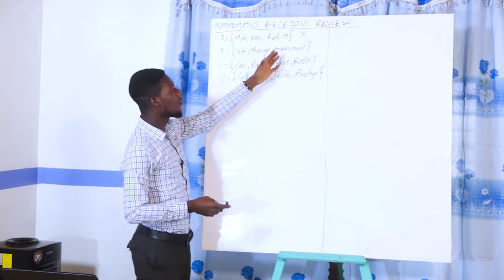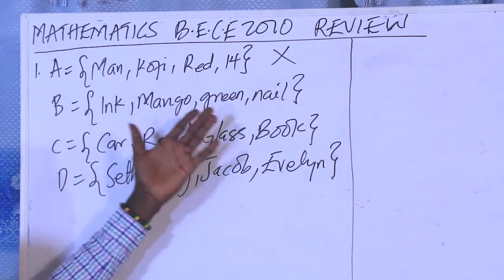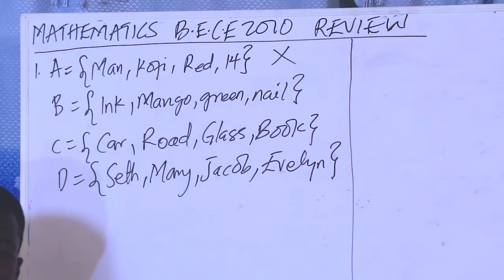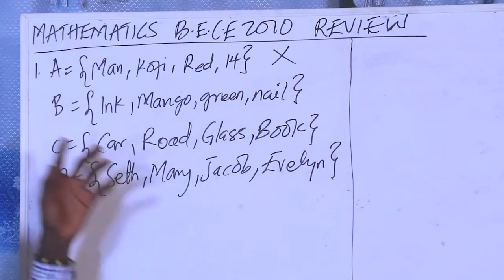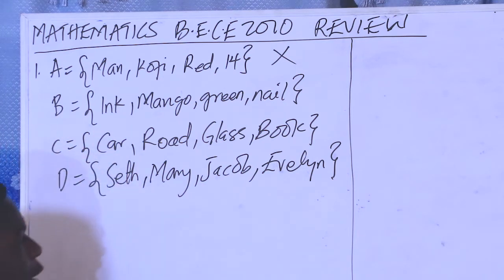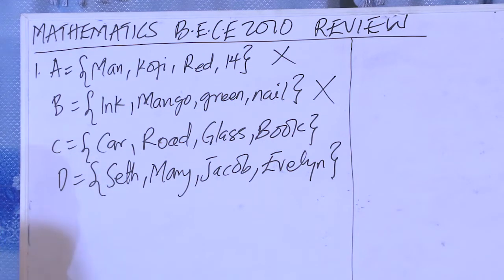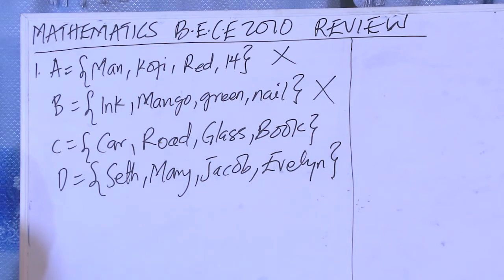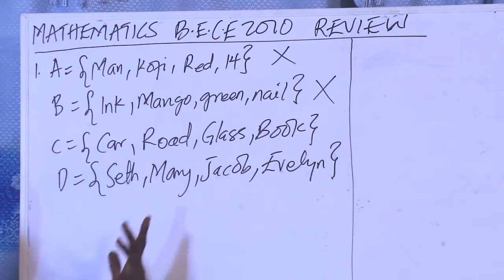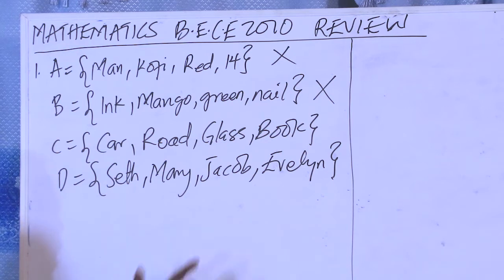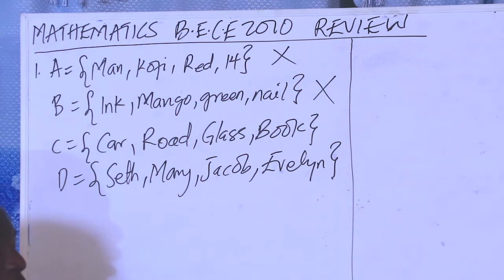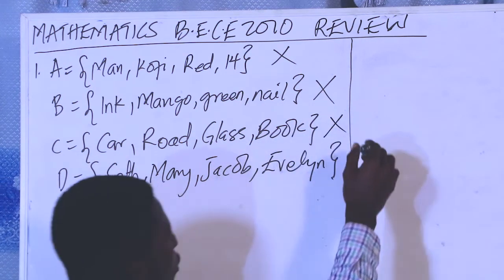Ink, mango, green, nail. Ink, mango, fruit, green, color, nail, a substance. They don't have anything in relation. So it means that option B is also not well defined. Let's go to option C. Car, road, glass, book. Do they have anything in common? They don't. Car and road, of course, you can say cars move on roads, fine. But glass, what has it got to do? Book. You know, there are too many inconsistencies, which means option C is also not defined.